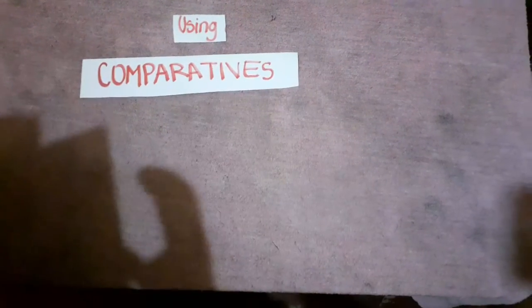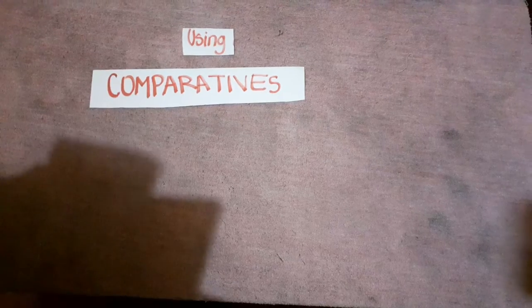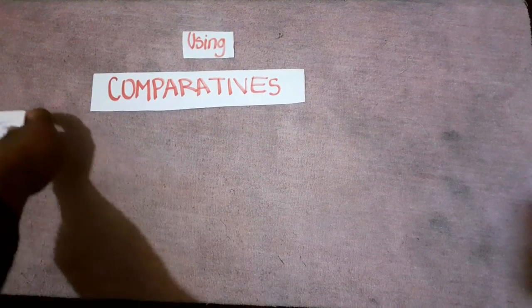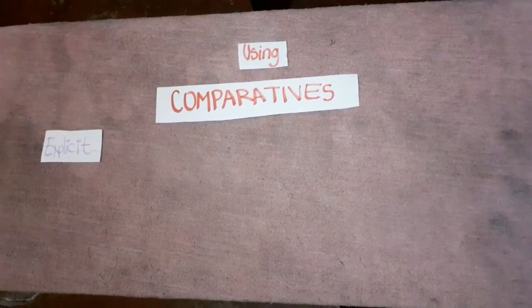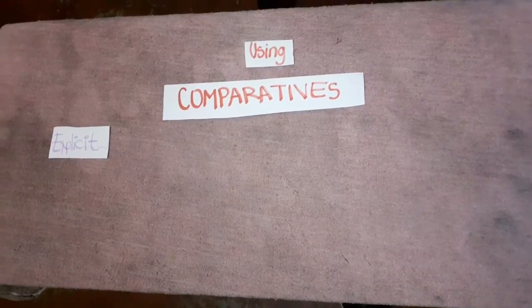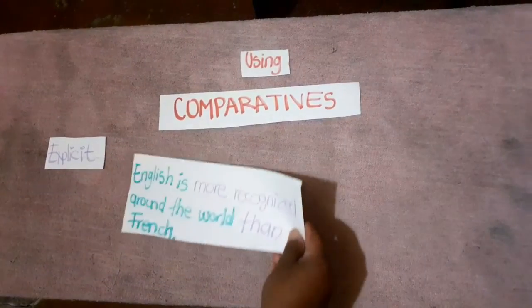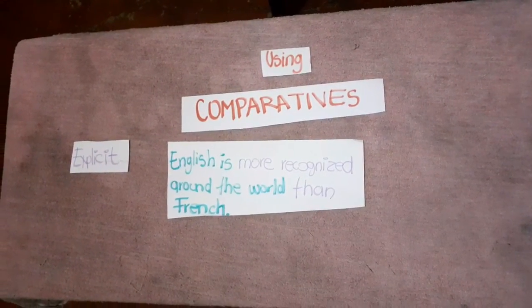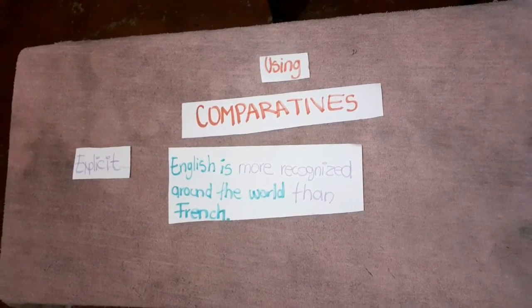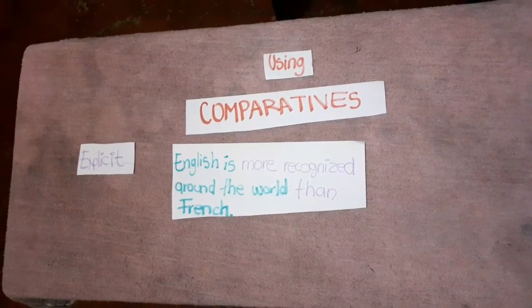Okay, using comparatives. There are two common uses of comparatives. The first one, explicit. Both elements to be compared are included in a sentence. For example, English is more recognized around the world than French. In this case, we are comparing two languages.